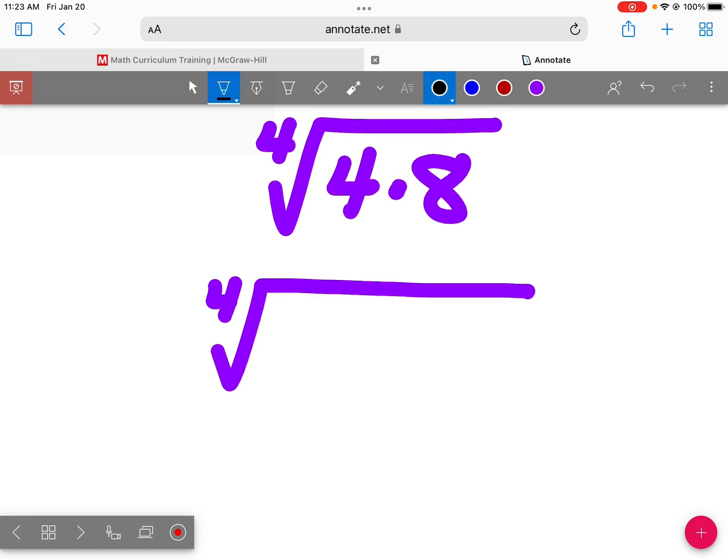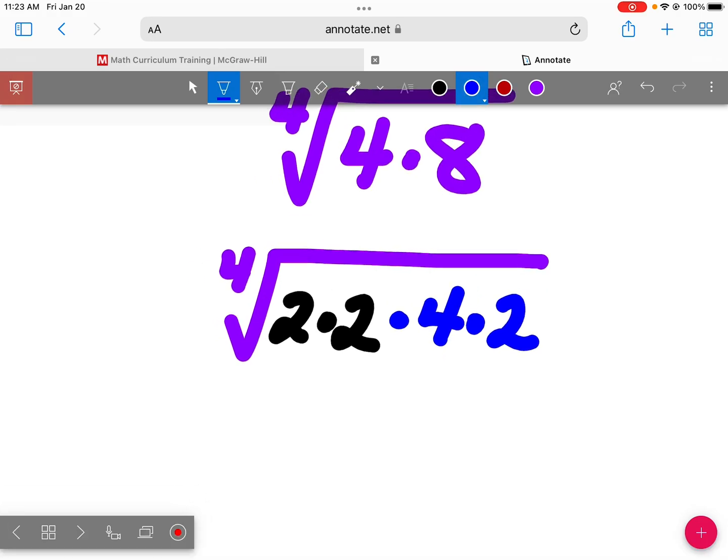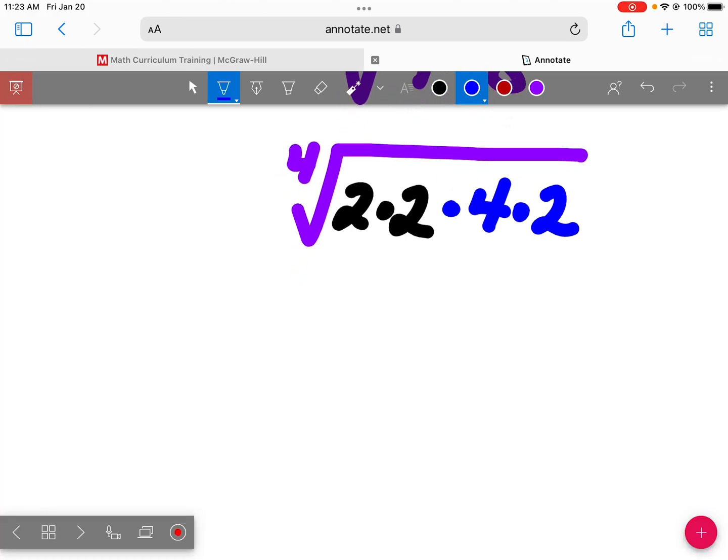4 is 2 times 2. 8 is 4 times 2. What's my index again? Index is 4, so I need 4 of a kind. Do I have 4 of the same thing underneath the radical? What do I have? I have 3 that are the same. Am I done being able to break things down, though?